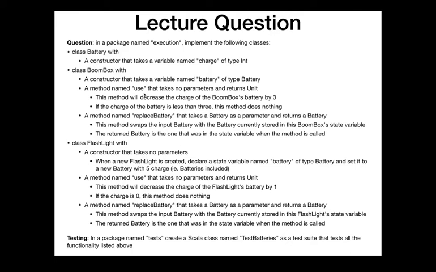Then, some functionality, the big one we want to focus on, the one that is going to handle references, is replace battery. This method takes a battery and returns a battery. I have a boombox, it has a battery in it. I have presumably a dead battery, and I have presumably a fresh battery that I want to put in the boombox. Replace battery is going to take that battery from the parameter, put it in the boombox, remove the other one, and then return the battery that was in the boombox.